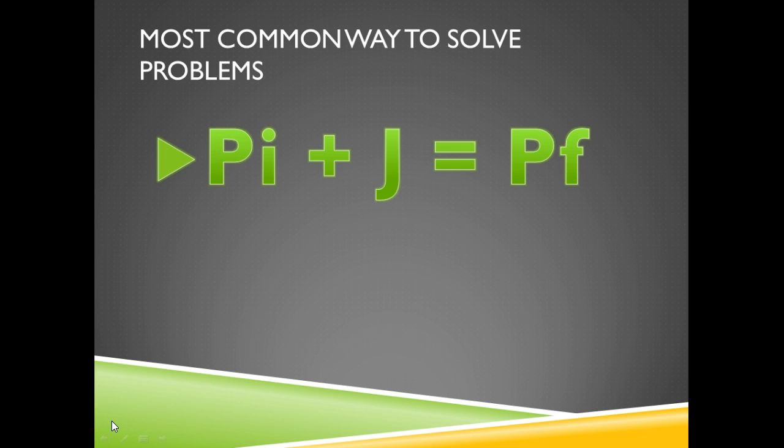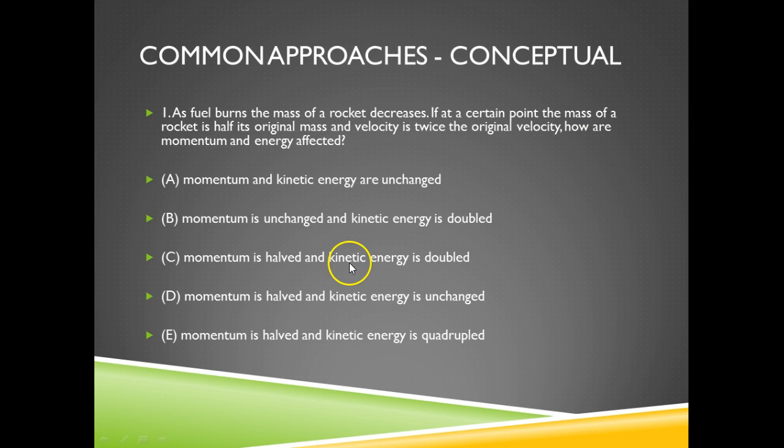The most common way to solve momentum problems is to use the law of conservation of momentum. The initial momentum of the system plus impulse is equal to the final momentum of the system.